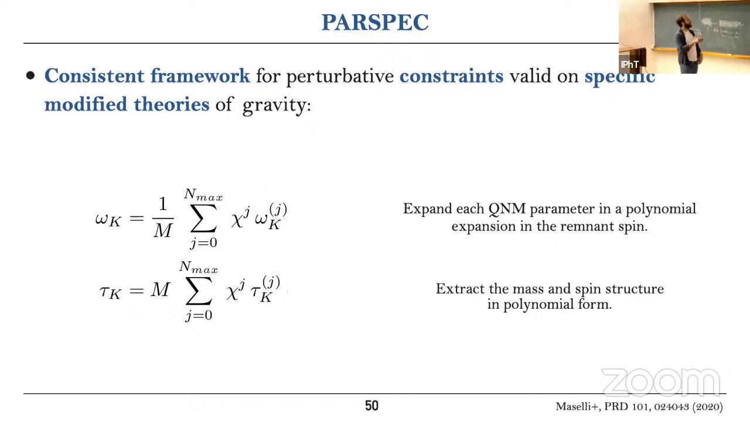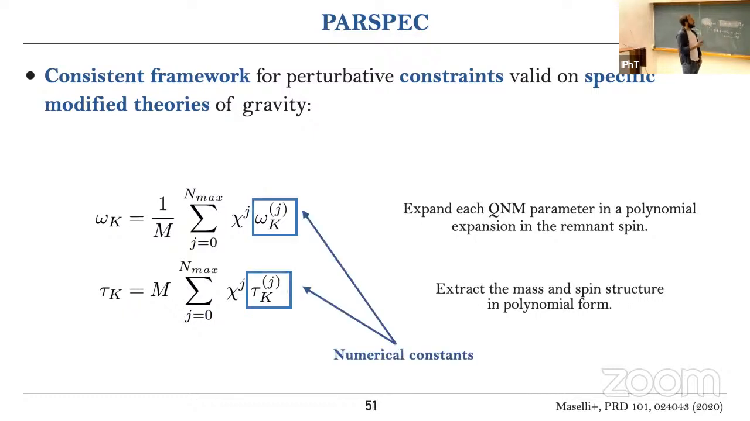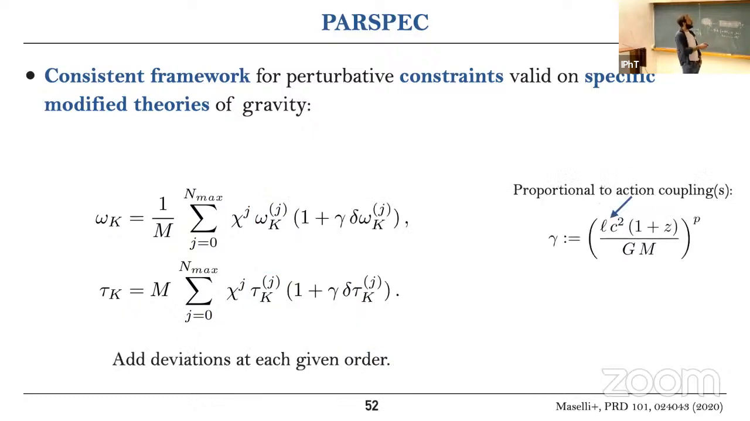But what you can do is think about an expansion in the black hole spin. So you take your spectrum. This is going to be a trivial function of the mass. And then you can do a polynomial expansion in the spin. Chi is the spin of the black hole. And then you have some coefficients which represent the prediction of GR, and these are numerical constants. So now what you can do is start to put deviations at each order in spin controlled by some gamma parameter. And this gamma parameter is essentially what appears in your action.